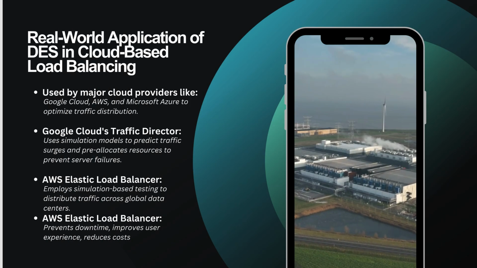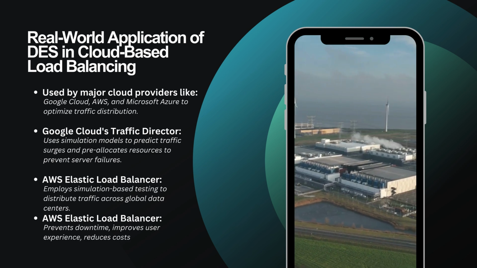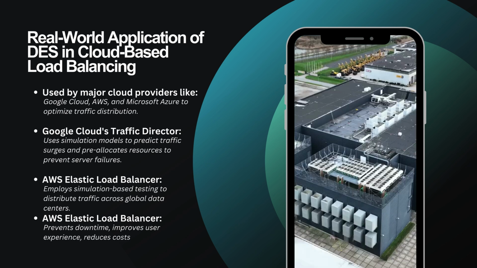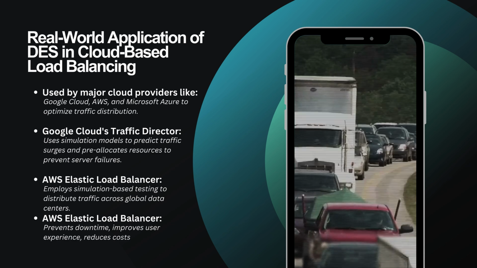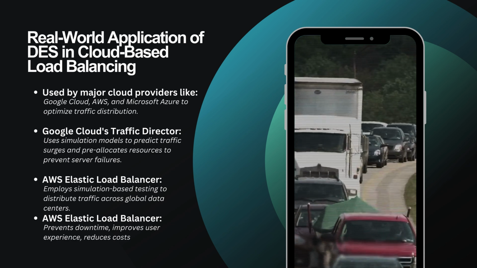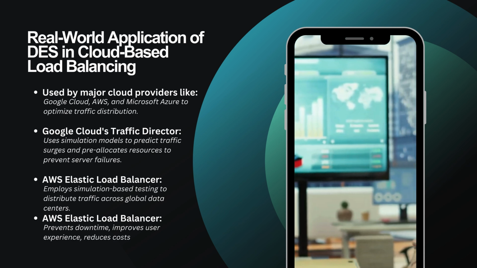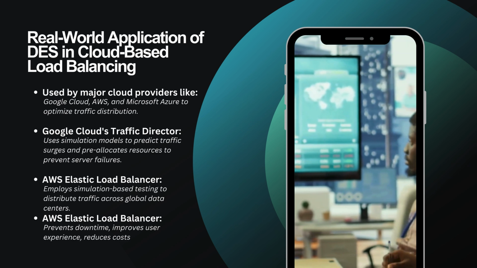Moving on to the real-world application of discrete event simulation in cloud-based load balancing. Major cloud providers like Google Cloud, AWS, and Microsoft Azure use discrete event simulation to optimize their load balancing strategies. For example, Google Cloud's Traffic Director uses simulation models to predict traffic surges and pre-allocate resources to avoid server failures.